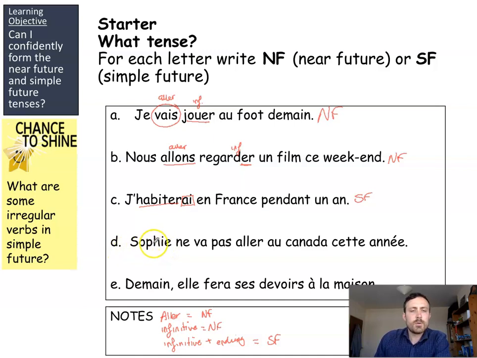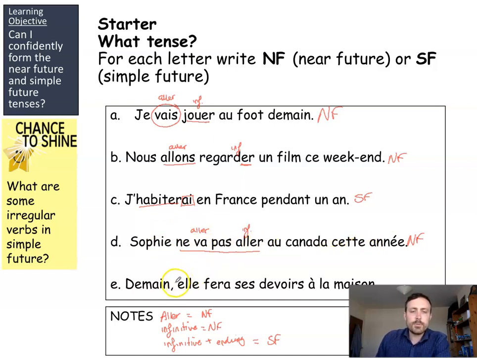D. Sophie ne va pas aller au Canada cette année. Sophie is our subject, so we're looking for the verb structure. It is in the negative, but that doesn't affect too much because we can still see the verb aller here, and also an infinitive, aller again. So we know we've got the verb aller and an infinitive, so it must be the near future tense. It means Sophie is not going to go to Canada this year.